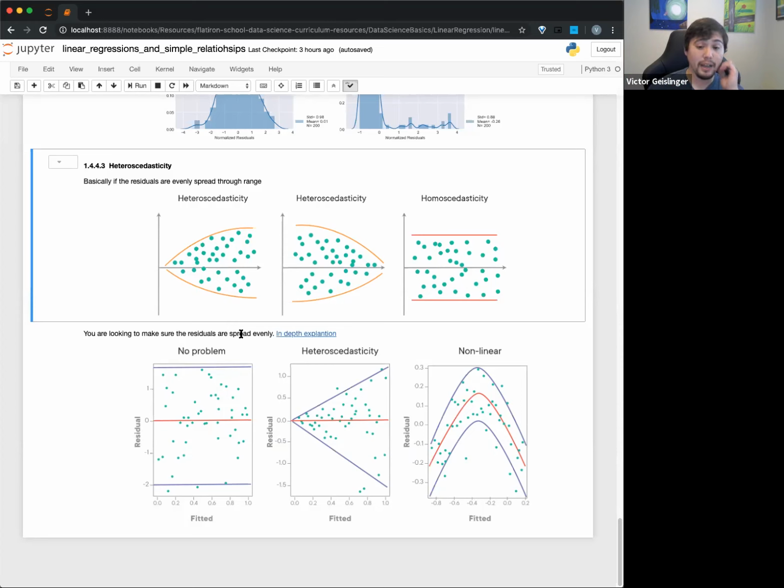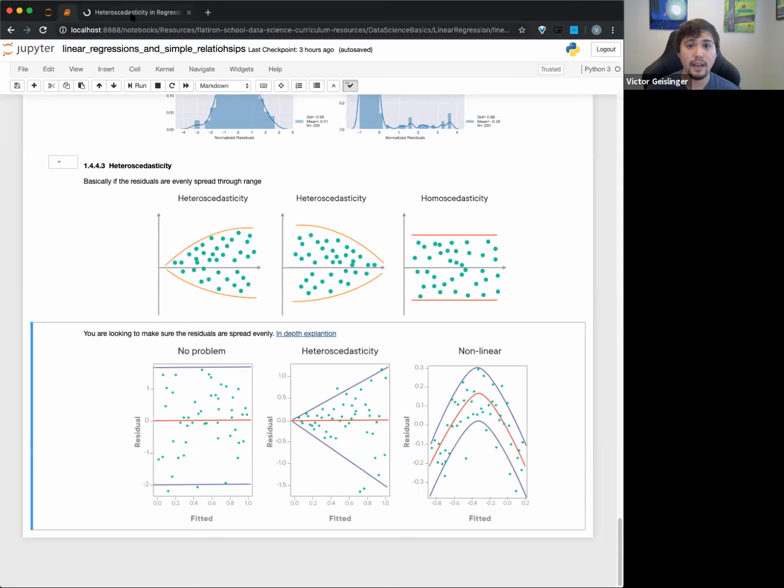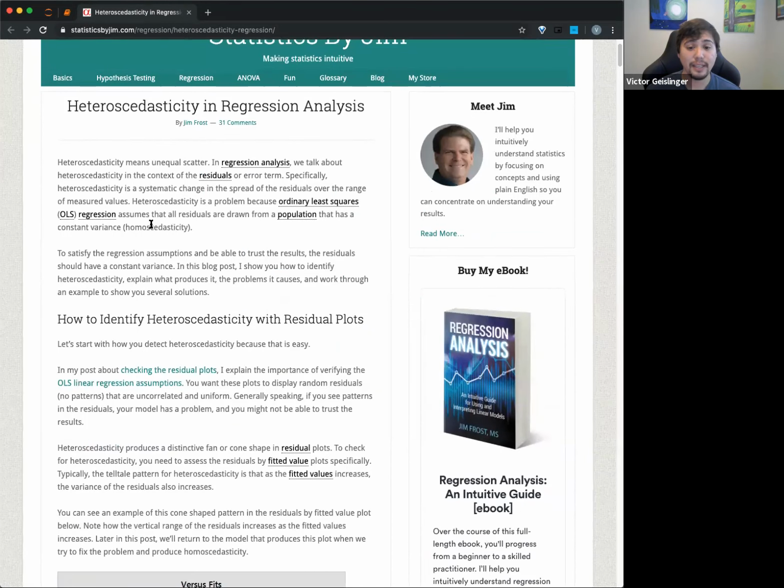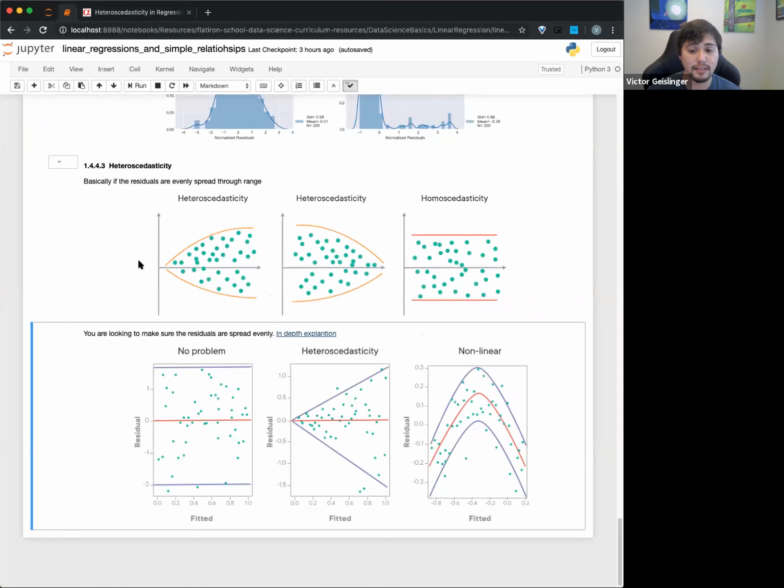For example, I quickly went over heteroscedasticity. There's this great article that I really liked that talks about heteroscedasticity in regression analysis. You can go through and discuss a little bit what this is and why we need to care about it. And this is just linked within the notebook itself.